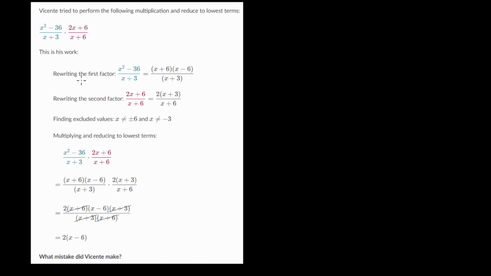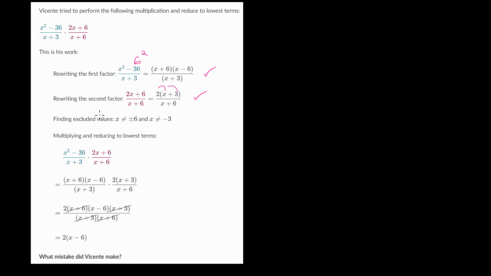So rewriting this first factor, notice we have a difference of squares up top where we have x squared minus 6 squared, or 36, and that does factor into x plus 6 times x minus 6, and our denominator doesn't factor. So that made sense. Now going to the second factor, looks like the denominator doesn't factor in this one, but the numerator, you can pull out the greatest common factor, and it looks correct as well, since if you redistribute here, you would end up with this 2x plus 6.